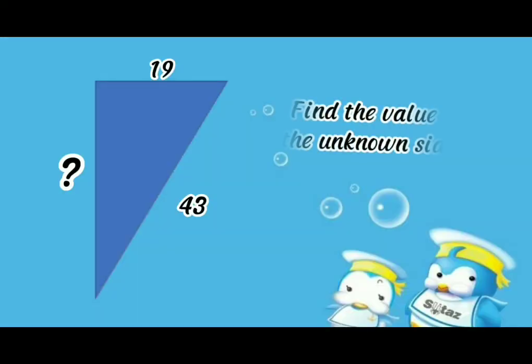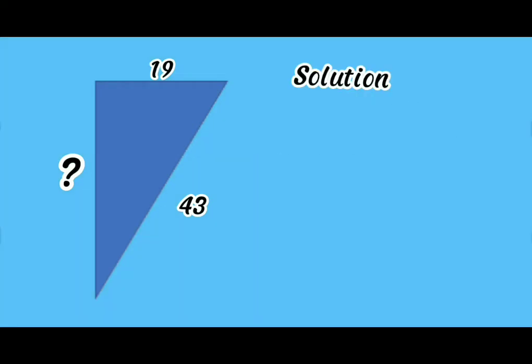Second example: find the value of the side. In the picture seen, the upright side is 19 and the hypotenuse is 43, and the side we are looking for, x, is the other upright side. Okay, we enter the solution.